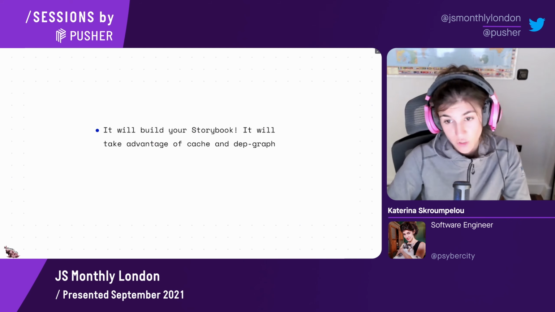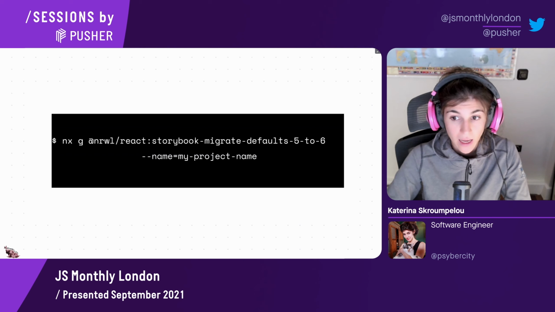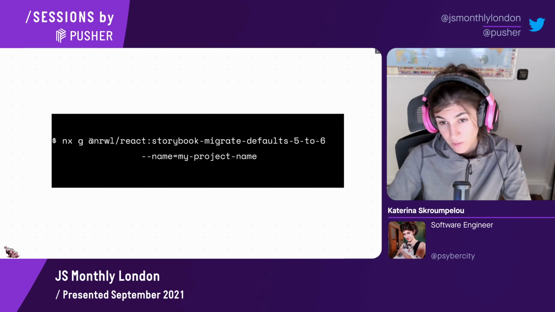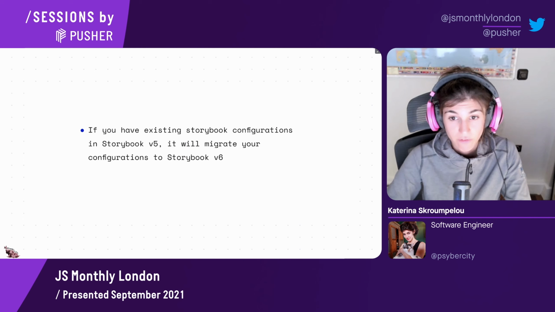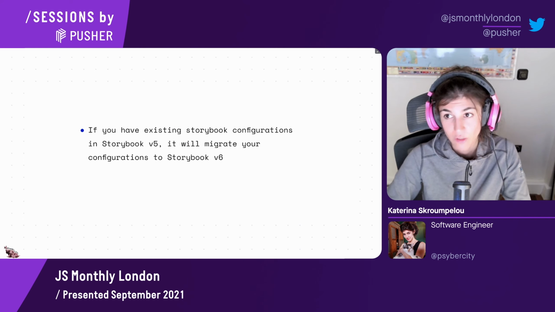And the NX build Storybook command will build your Storybook and it will take advantage of the cache and the dependency graph and the affected functionalities. And then, for example, this migrator, if somebody were using Storybook version 5, would go and migrate all the configurations to Storybook version 6. We similarly have a migrator that would actually migrate actual stories files from version 6 to version 6.3, for example, so that you would have to do minimal work manually.